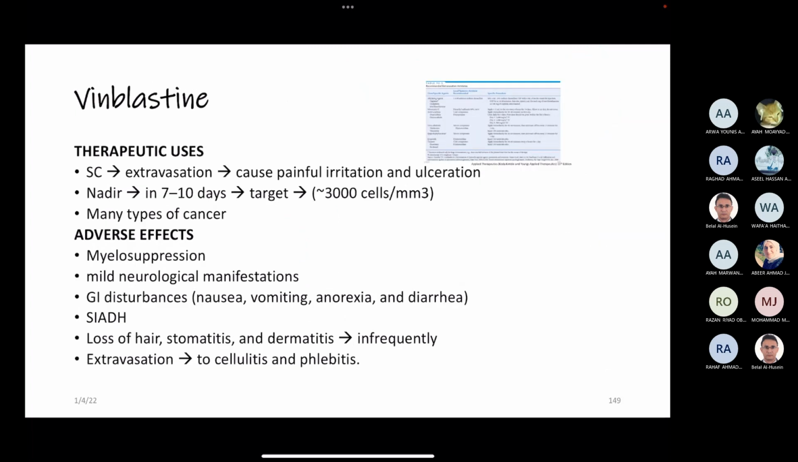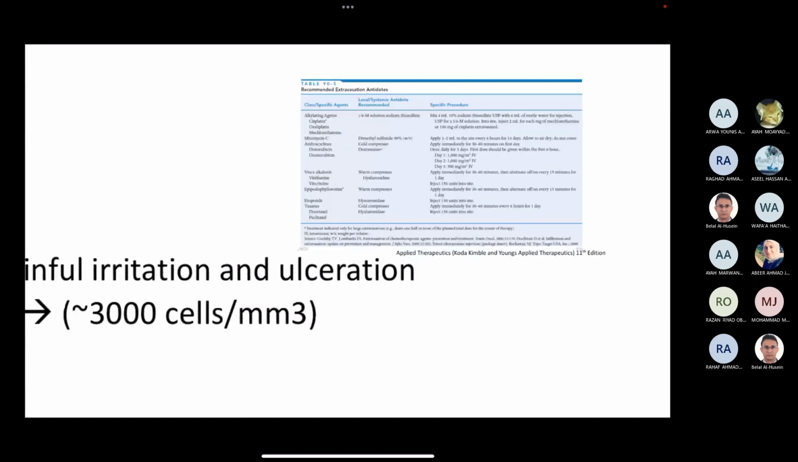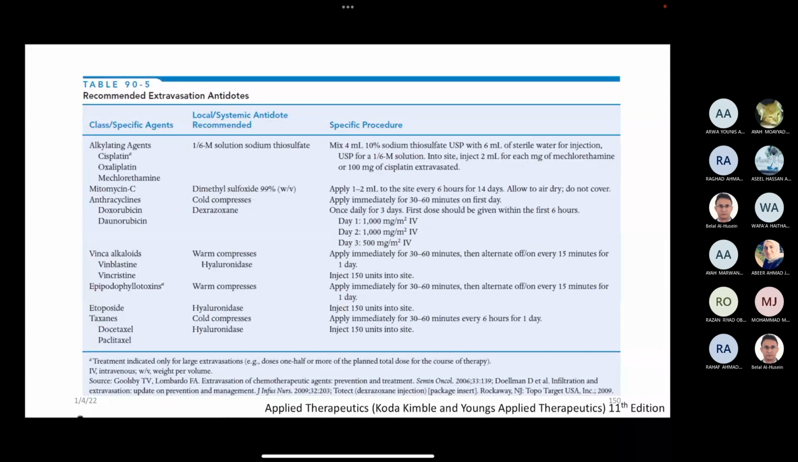Vinblastine, when administered subcutaneously, will leak from the blood vessel or from the injection site, and it will cause damage to the site of administration. So it is always recommended to infuse it in a fast-flowing blood vessel, like a vein or a central line. Extravasation is a serious adverse effect of cancer chemotherapy.